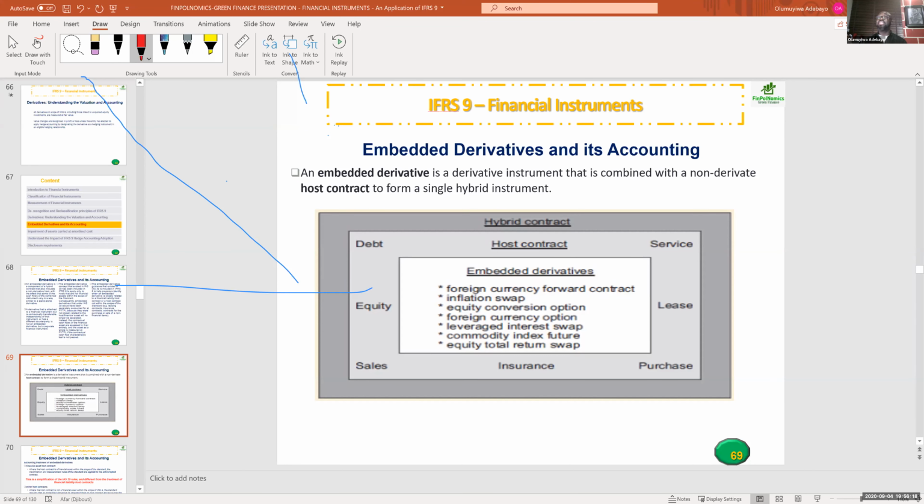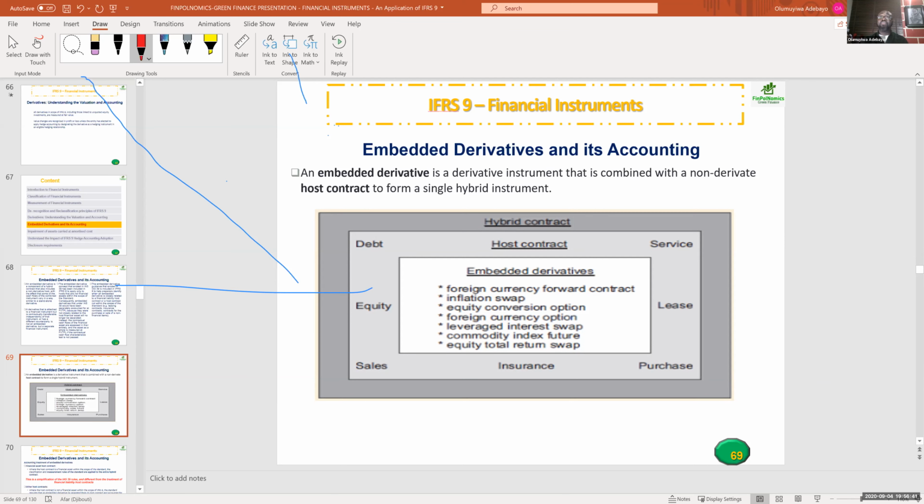I remember we said a derivative is any contract that derives its value from an underlying, which then means that the addition, or a form of contingent rent, which is attached to such a contract, has created a derivative along with that contract. And in that case, we say such is an embedded derivative.